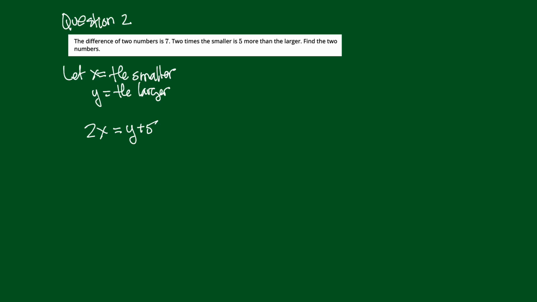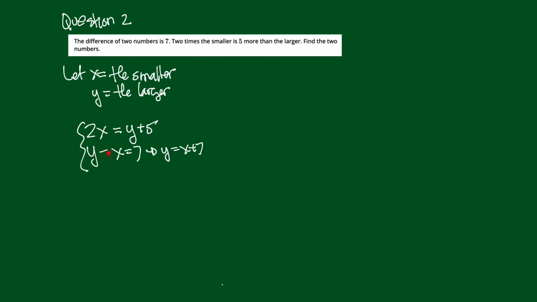And I also know this. Now see, I've got two variables, so I need two equations. I know this: the difference of two numbers is 7. So if I take the difference, it's positive 7. So I'm going to take the larger minus the smaller, and I'll get 7. There's our system. Now I'm going to solve this by substitution.